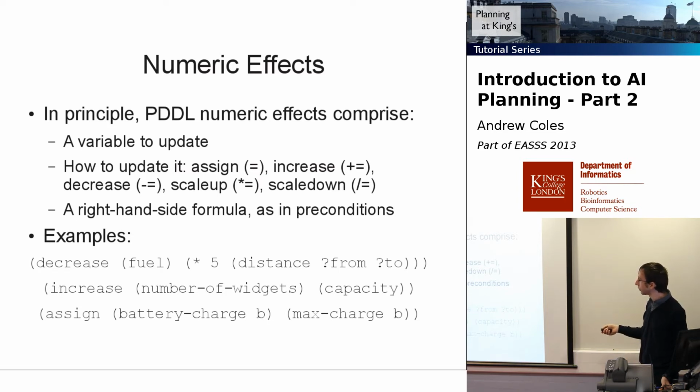And then think about the number of widgets. We can have an action that will increase the number of widgets by the capacity of some production machine. Or if we have some battery, for instance in some Martian rover planning, we might have an action for recharging in the sunlight, at the end of which we'd assign the battery charge back up to the maximum capacity of the battery. So these are our 3 sorts of operators. They all take some variable we're going to update, so fuel, number of widgets, or battery charge, and they all state how they're going to be updated. It can be some function, so 5 times distance, or it can just be whatever value some other variable happens to hold in the current state.